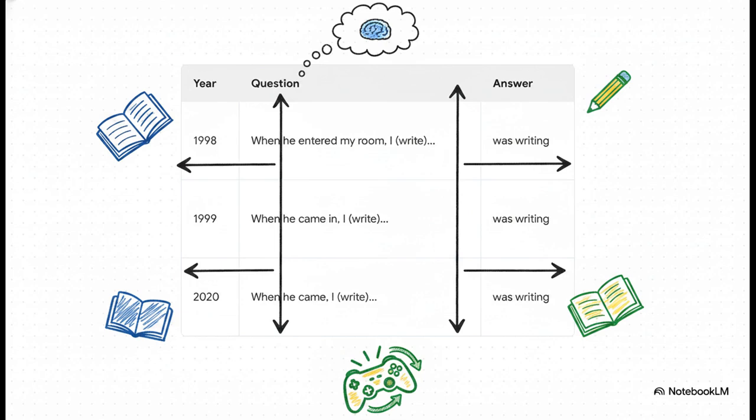Take a look at this history. Back in 1998, students were asked, "When he entered my room, I blank a letter," with the verb being write. The answer was "was writing." In 1999, it was, "When he came in, I blank a letter." Fast forward more than 2 decades to 2020, and the prompt is, "When he came, I blank a letter." A student taking the exam in 2020 faced the exact same test of logic as a student in 1998. Spotting these patterns is literally the ultimate cheat code. You aren't just learning English grammar here, you're actually learning how to read the examiner's mind.